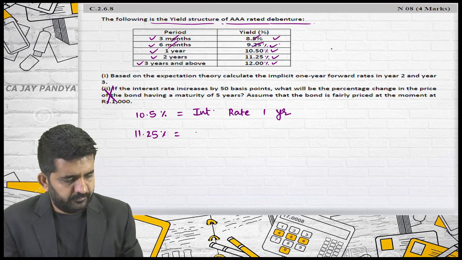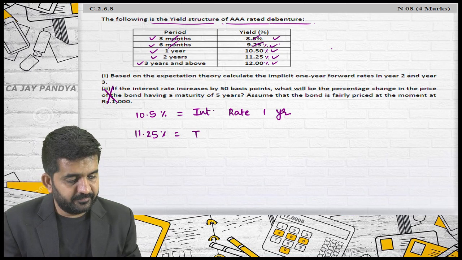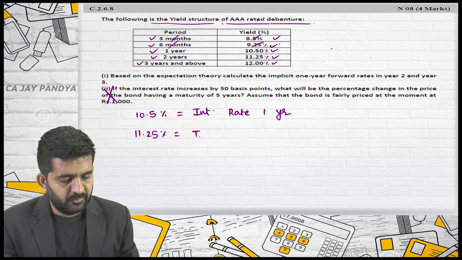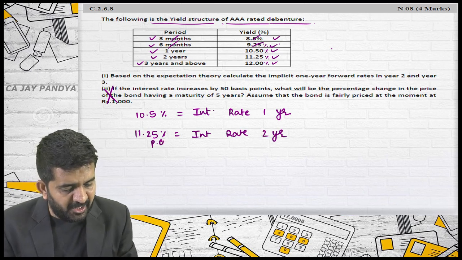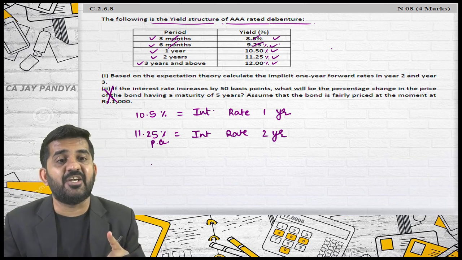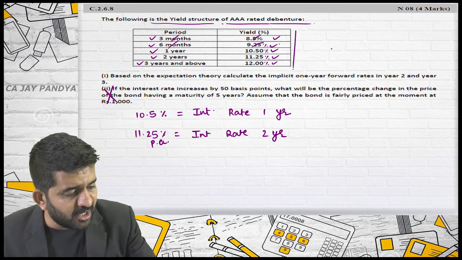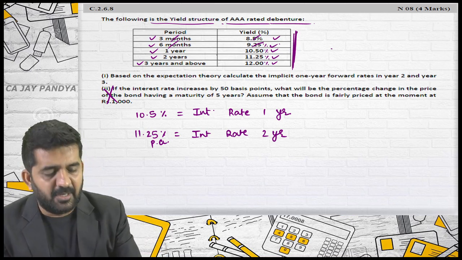Interest for the second year. Interest for 2 years. Interest rate for 2 years, but it will be per annum. You should not say second year, because if it is second year, it is a forward rate. These are not forward rates. Try to understand this table.